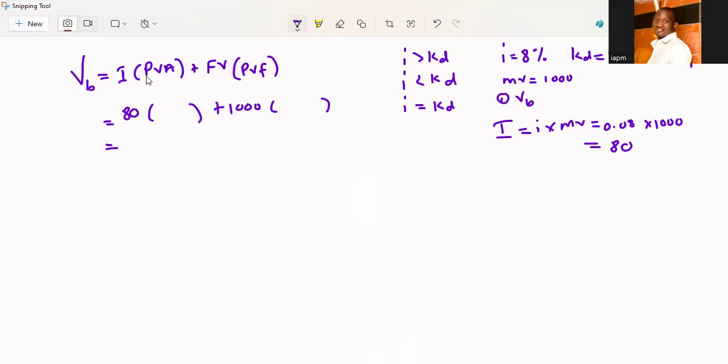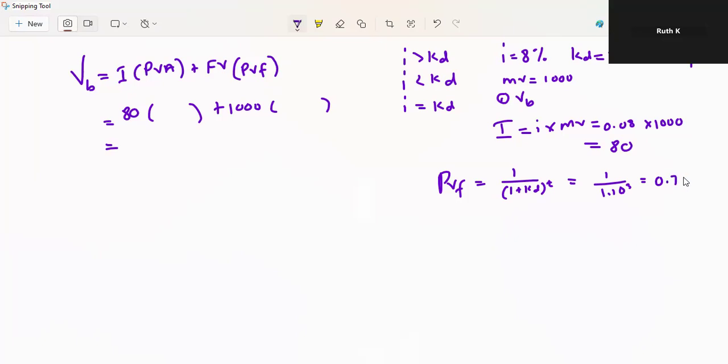You can use a table or you can use the formula. So the interest factor is simply found by 1 over 1 plus KD to the power of what? The power of time T. So what is our KD, our market rate? 10%. So 1.10. And our time is what? 3. So what do we get when we calculate that? 0.751, right? So that is the value that we put here as our present value interest factor, 0.751.